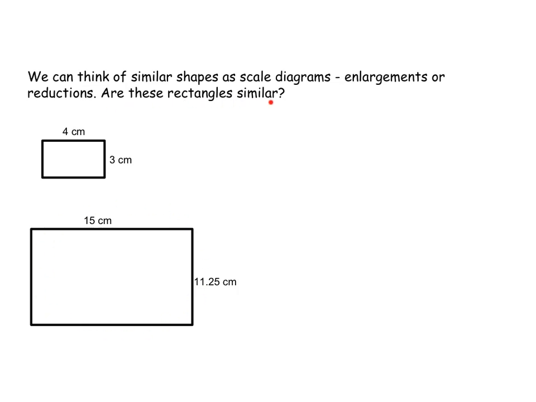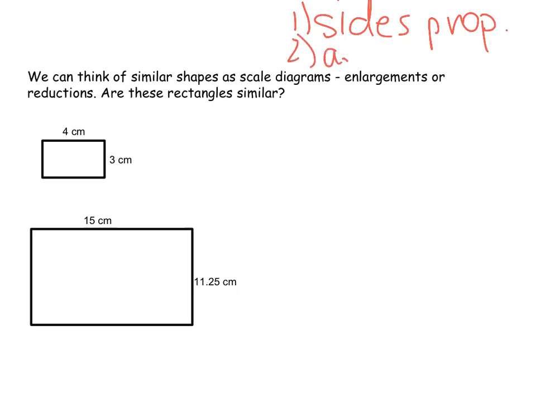Are these rectangles similar? So for rectangles to be similar, first, the sides have to be proportional. So our sides are proportional, which means that we use the same scale factor. And we also have to have our corresponding angles equal. So already we can see our corresponding angles are equal because these are both rectangles, so all of the angles are 90 degrees. The only thing that we need to check now is if the sides are proportional. So let's find some corresponding sides and then we can check that.